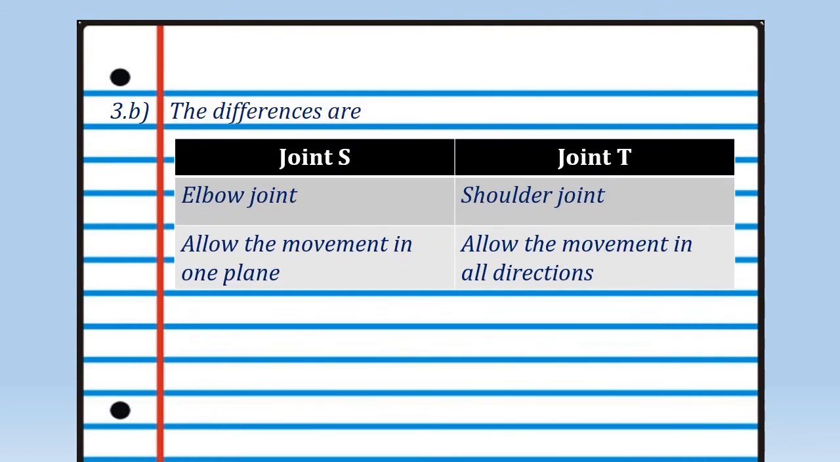The differences between joint S and T can be answered by comparing the type of joints between them and give explanation about their functions. Please always bear in mind to draw a table for every comparison question. So, joint S is the elbow joint or a hinge joint which allows the movement in only one plane, while joint T is the shoulder joint or is a ball and socket joint which allows the movement of bones in all directions.